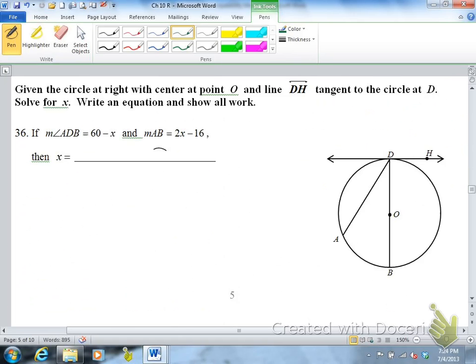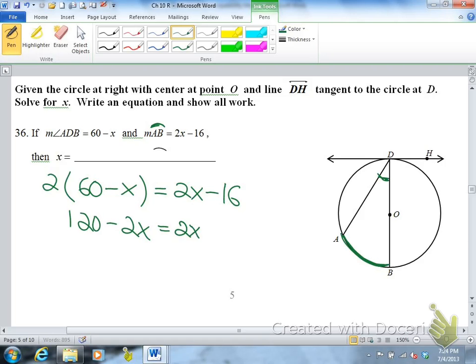On the next one, we have the relationship between ADB, this angle, and the intercepted arc. We've used that several times on the previous example. You know that the arc is double the angle, or the angle is half of the arc. So you're given that the angle is 60 minus x, and if you double that, you would get the measure of the arc, which is 2x minus 16. So when you distribute, you can solve there. Add 2x to both sides, this becomes 4x, add 16 is 136, and divide by 4. And that solves for x.